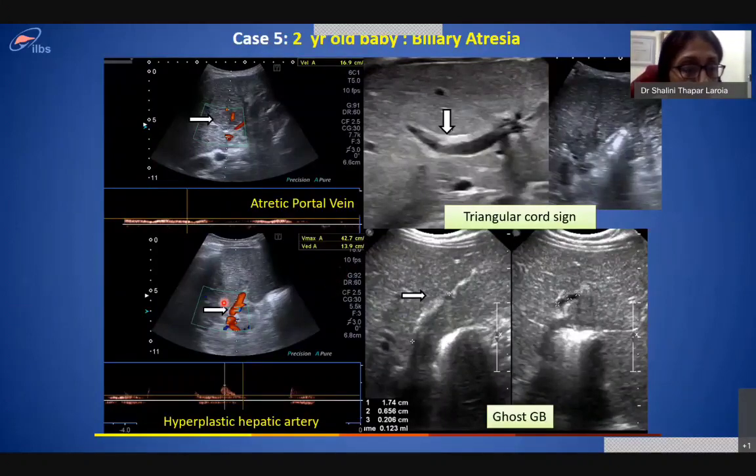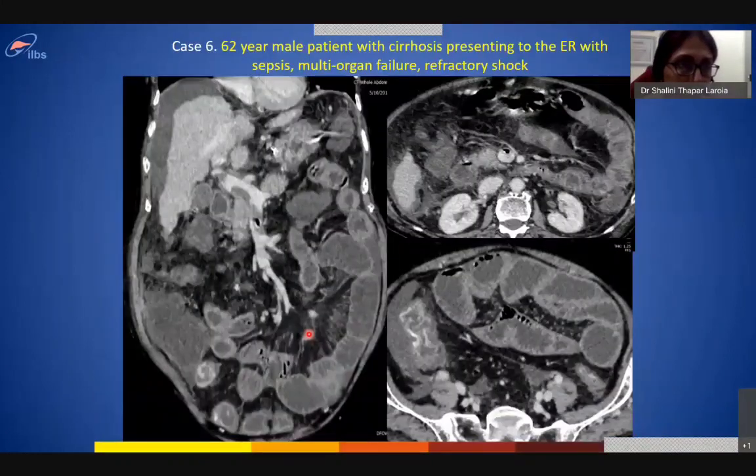And when the portal vein function has to be taken over by the artery to infuse the liver, or perfuse the liver, that's when the artery becomes hyperplastic.